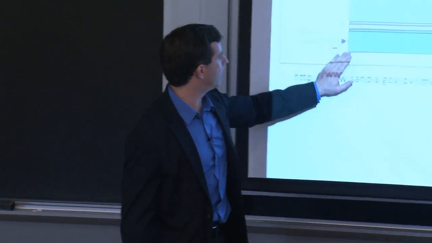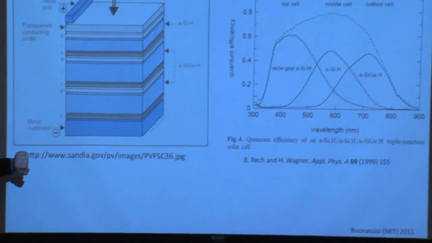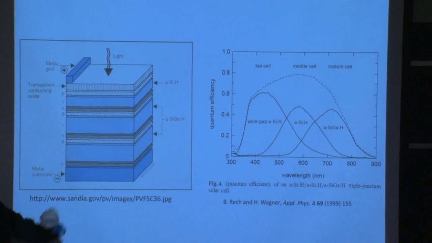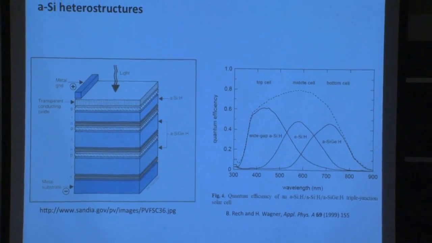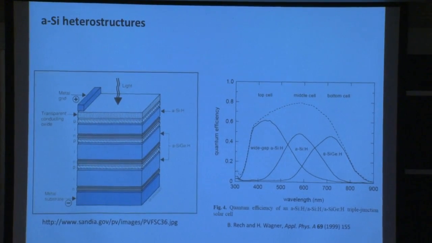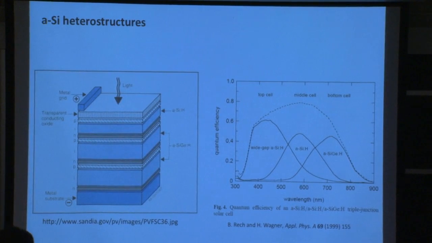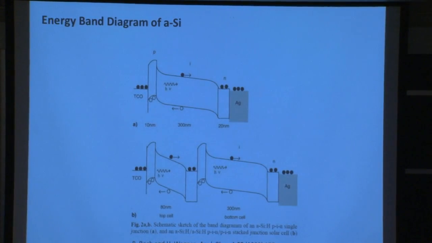Here's one example of the triple stack. We have amorphous silicon here at the top with a large band gap. The band gap is somewhere in the range of 1.7 eV. Yep, question? Yeah, I just have a question on how that works. So does the electron hole pair have to go to the interface between P-type and N-type material to separate?